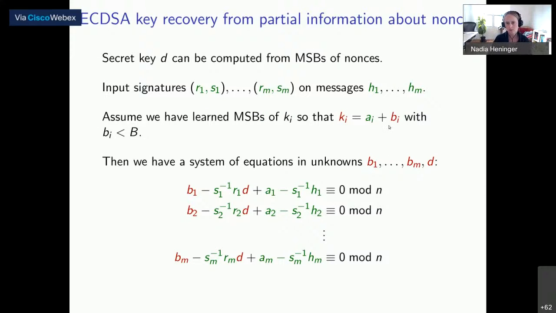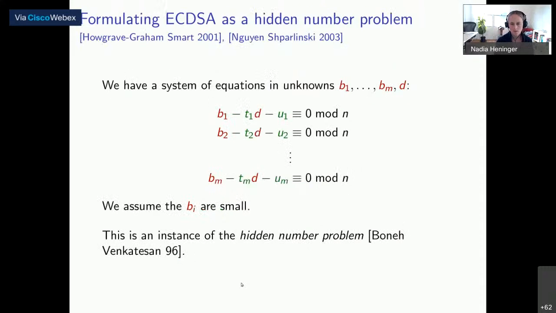If the attacker has learned some most significant bits of the signature nonces, then we have some known most significant bits and some unknown least significant bits. So we can write down the sequence of equations in, say, the unknown least significant bits and the secret key. This formulation of a system of linear equations, where we have small variables here and the same unknown variable here, is a reformulation of what's called the hidden number problem. The value D is the hidden number that we're trying to solve for, and then there are these other small variables.